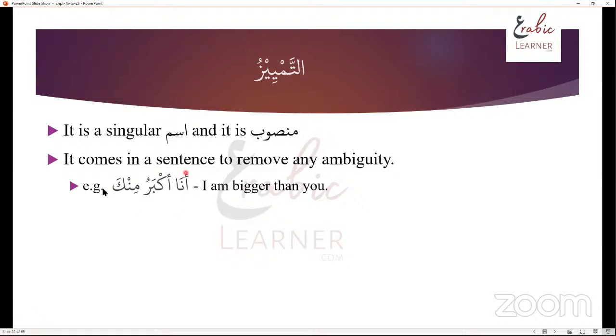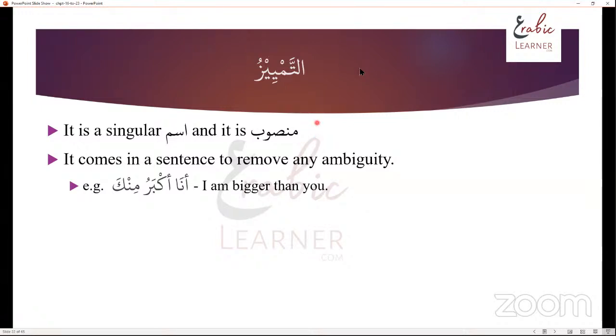Now, this sentence is ambiguous. Why is it ambiguous? Because the meaning is still not very clear. The sentence looks complete, but bigger in what? The question will come in your mind that Ana akbaru minka in what? So a question will come, am I bigger than you in age? Am I bigger than you in height? It can be so many meanings.